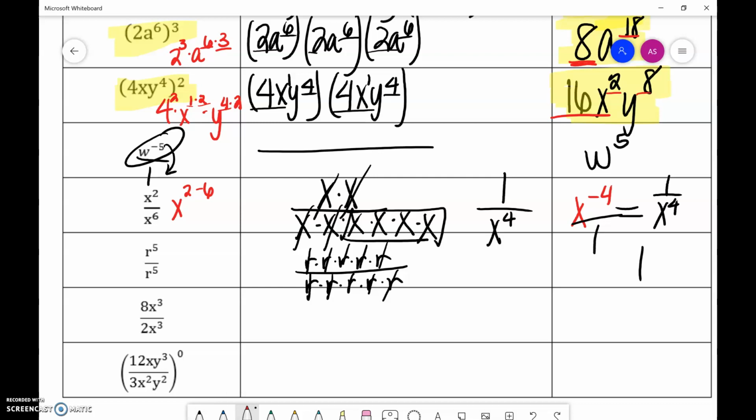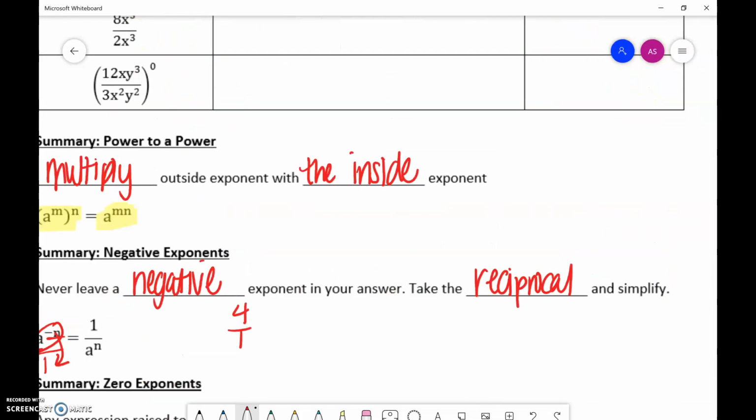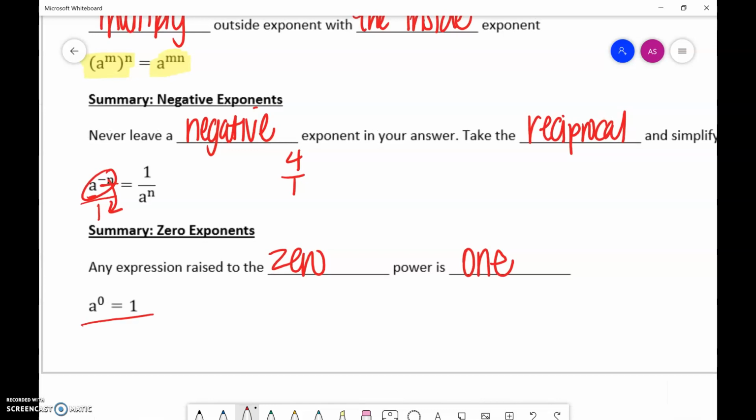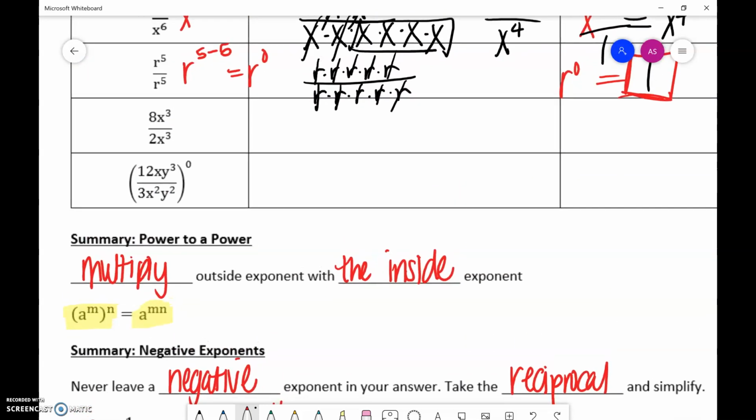Then when you think about it using the quotient rule, I'm doing r to the fifth minus 5, which gives me r to the 0 power. So here's another rule where you have something to the 0 power, and that will automatically give you 1. Once you divide this out, you'll see that you have r to the 0 power, and your final answer will be 1. So let's write that at the bottom, because this is our last rule, and it says any expression raised to the 0 power is 1. And this is how that formula looks. And yeah, let's go ahead and finish the rest.